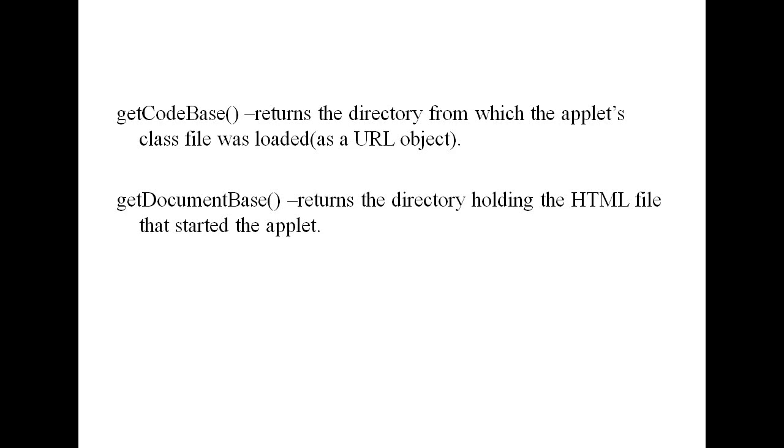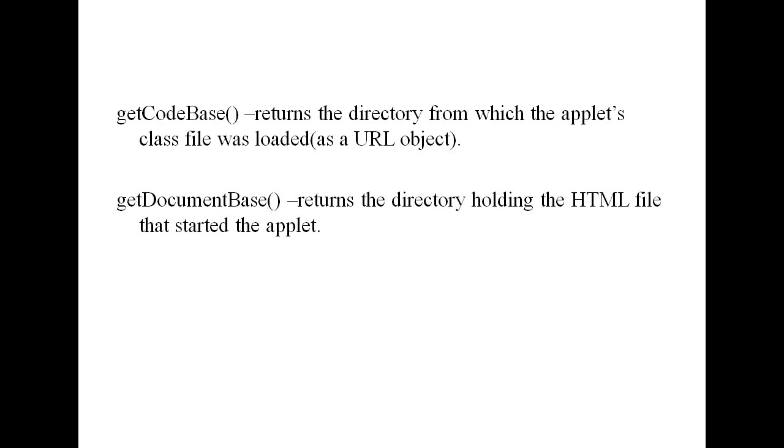The getCodeBase method returns the directory from which the applet's class file was loaded, as a URL object. So to retrieve the base URL, the getCodeBase method is used. On the other hand, getDocumentBase retains the URL of the document in which the applet is embedded. That means it retains the directory holding the HTML file that started the applet. So that is the HTML file URL.